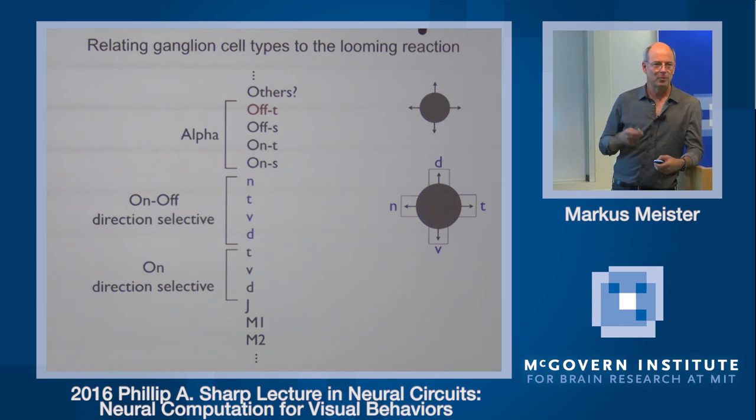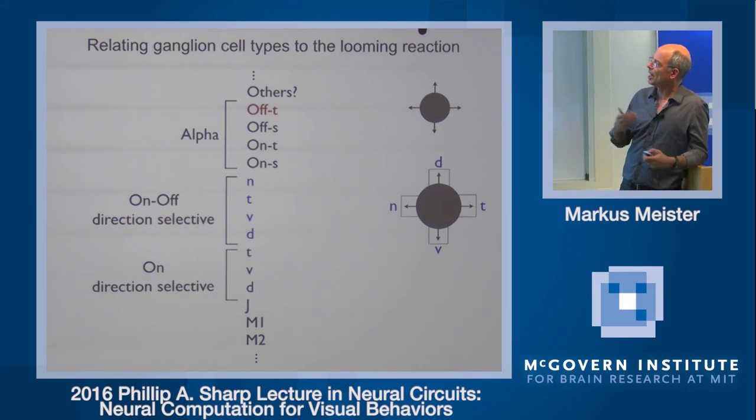So perhaps these many channels of visual information are adapted to take care of some of these low-level tasks already. To try and map the classes of ganglion cells onto visual behaviors, we used an approach where we try to silence or remove ganglion cells from the retina and ask what that does to the reactions of the animal, the behavioral repertoire.